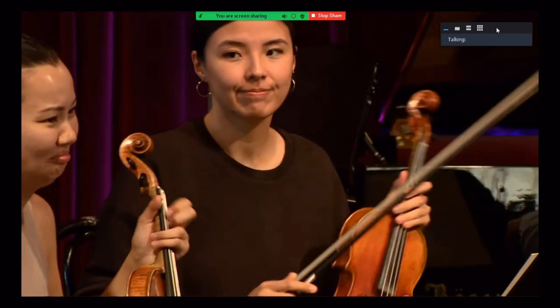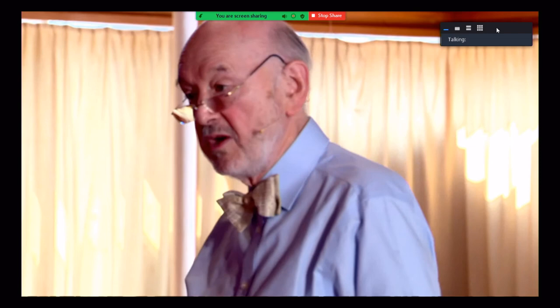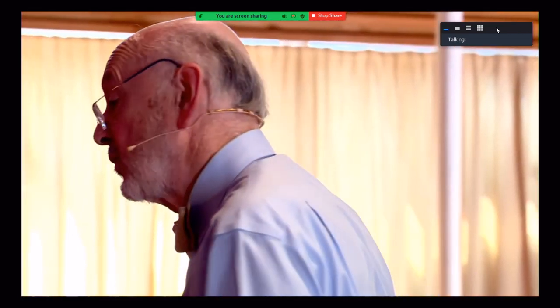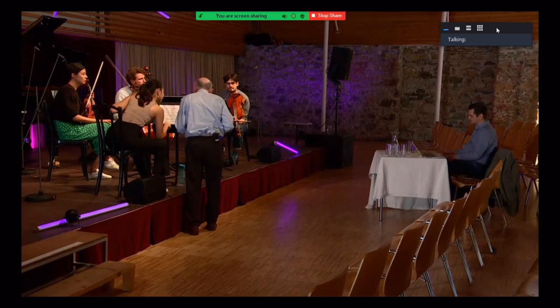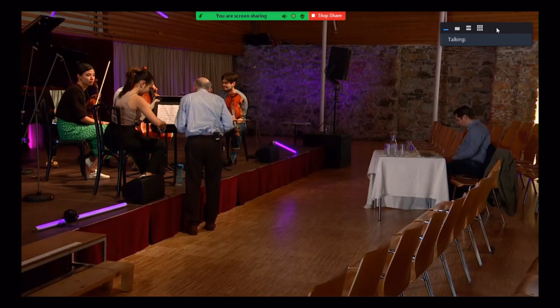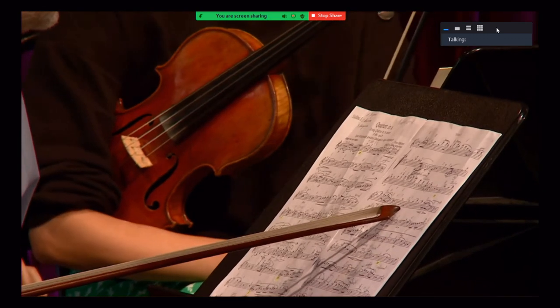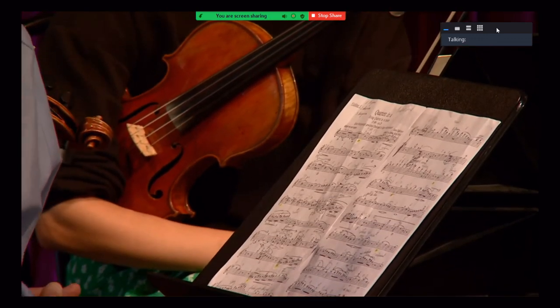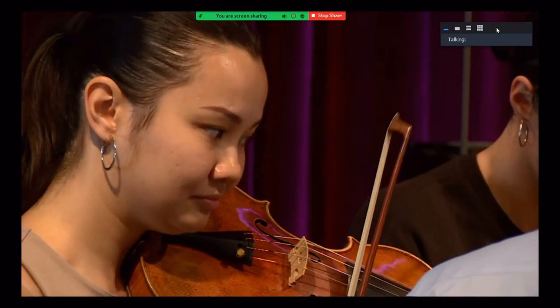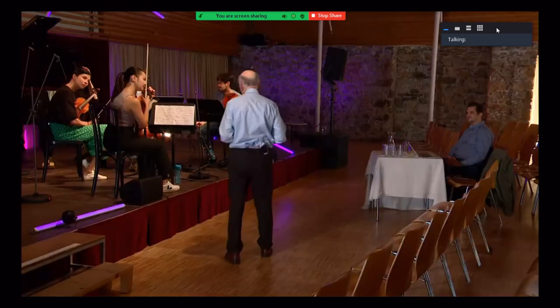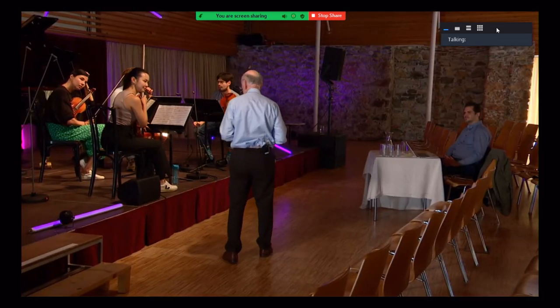Just go back over that a little bit. Here's another place where I think there are a few places where you could make more expression with the portamento. May I see what fingerings you use? And also here. Yeah, that's good. But then you're doing a French portamento, and they would never have allowed that in German practice.